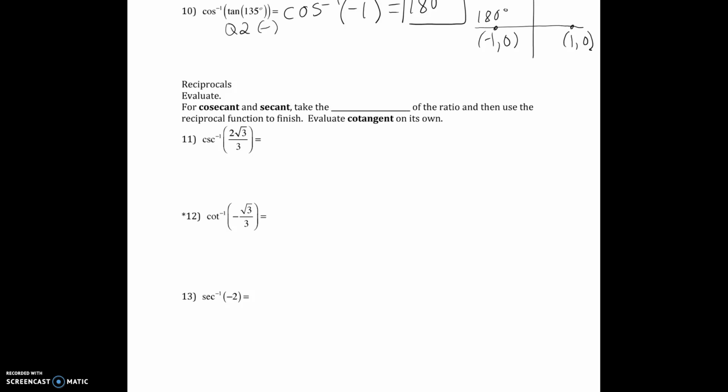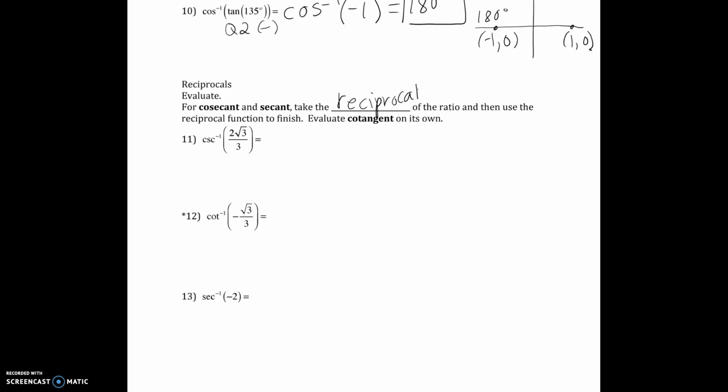In this last video for the inverses in composition, we'll look at reciprocal functions and then also problems that will require us to draw triangles. So for cosecant and secant, take the reciprocal of the ratio and then use the reciprocal function to finish the problem. Cotangent, you're going to evaluate on its own since it doesn't have the same principal values as tangent.